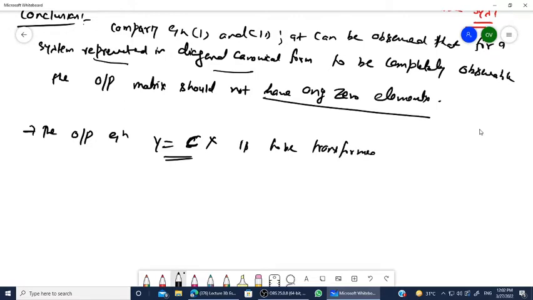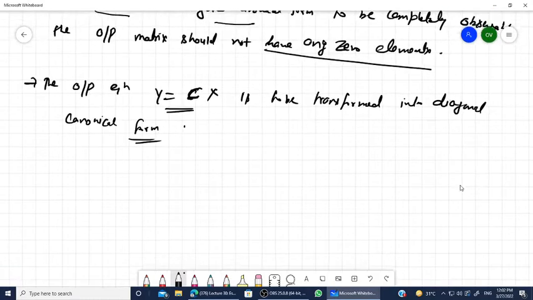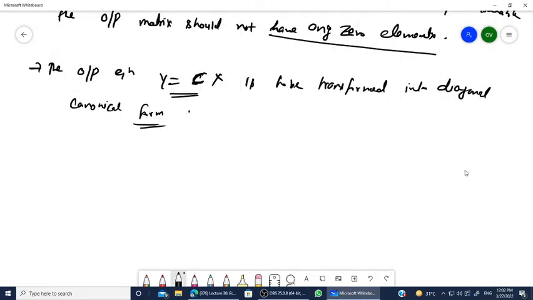If the system is not represented in the diagonal canonical form, then y equals Cx is to be transformed into the diagonal canonical form. How it is transformed, we have already discussed, how a system can be converted into the diagonal canonical form. So the simple fundamental is here. You are writing the transformed equation as simply CPZ. Please visit the previous video so that you can understand it. Okay. So y equals CPZ.